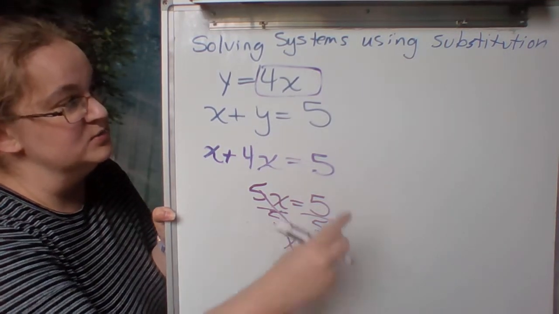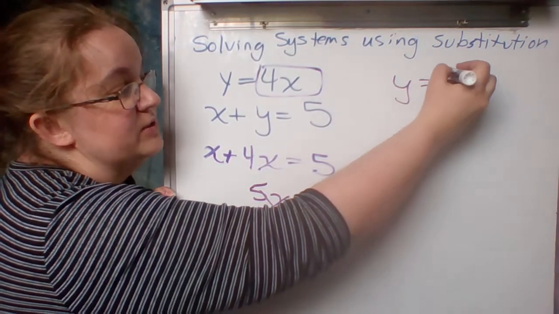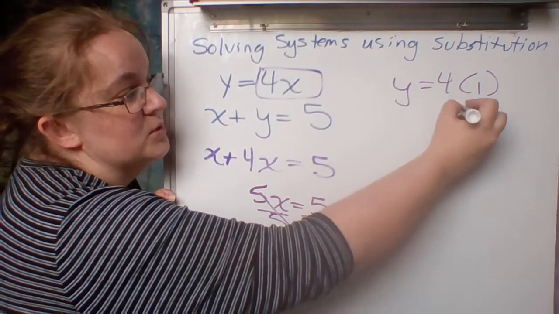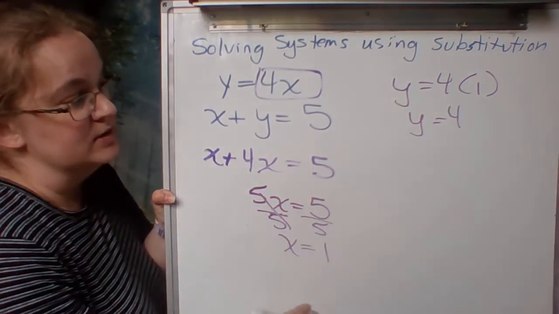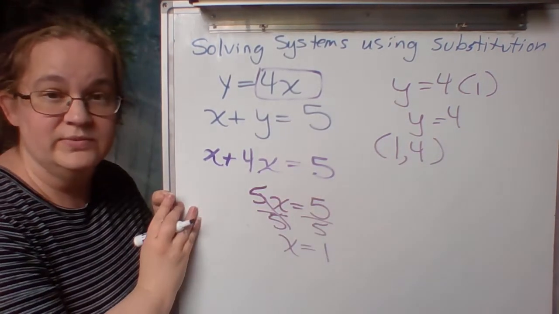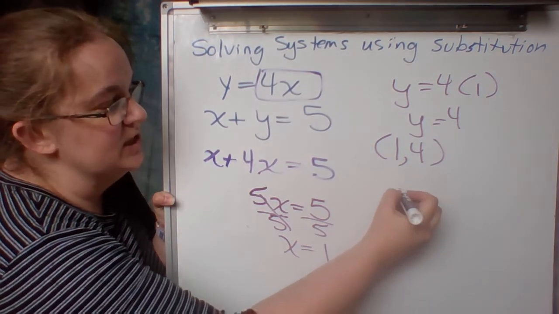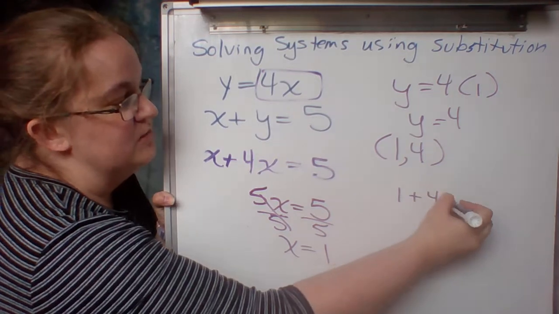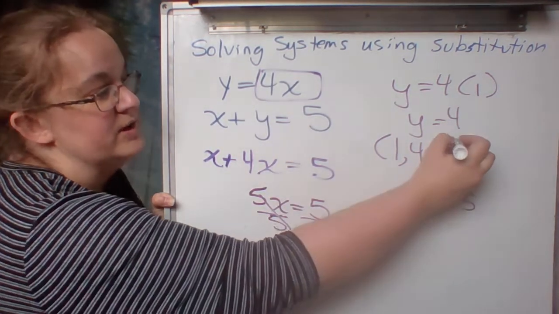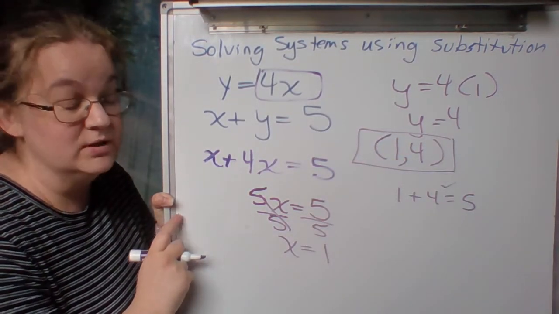Now that I know that x equals 1, I can go back to one of my original equations and substitute 1 in for x. 1 times 4 is 4, so y should be 4. My solution should be 1, 4. Okay, so when you're taking a look at that, I can double check here by substituting in x is 1 and y is 4. And in fact, 1 plus 4 is 5. That checks out, so I know I did it correctly. The solution to this system is 1, 4.